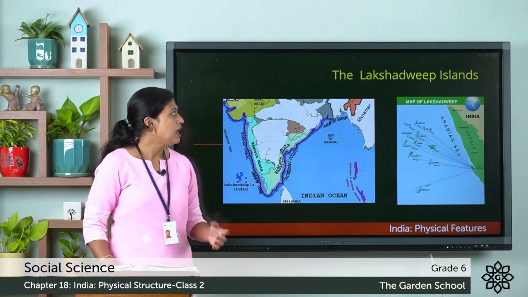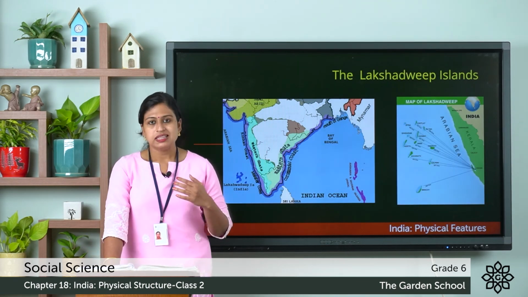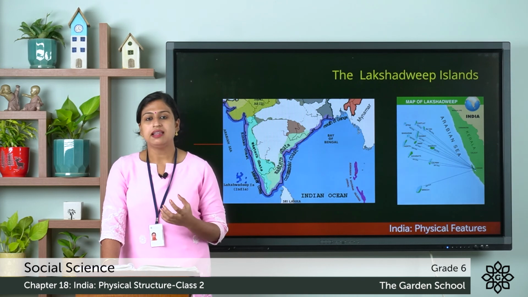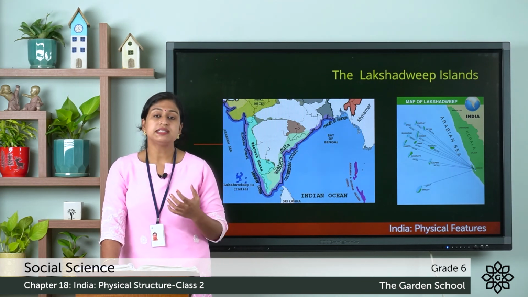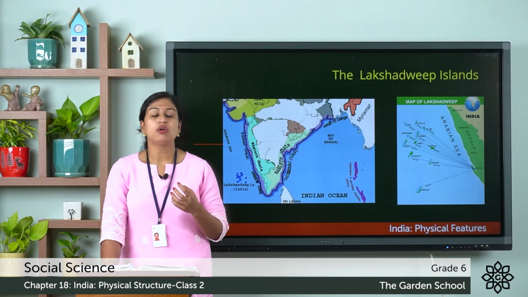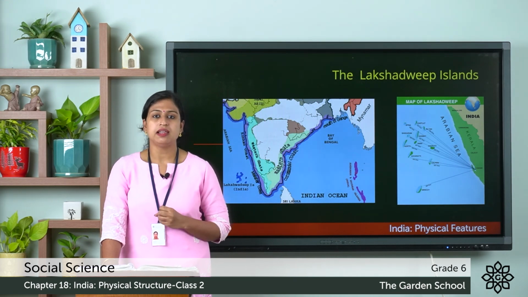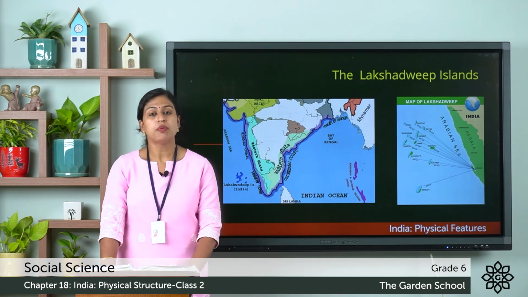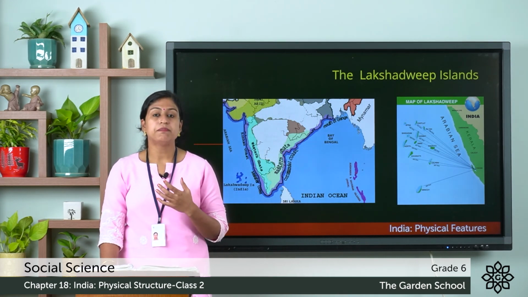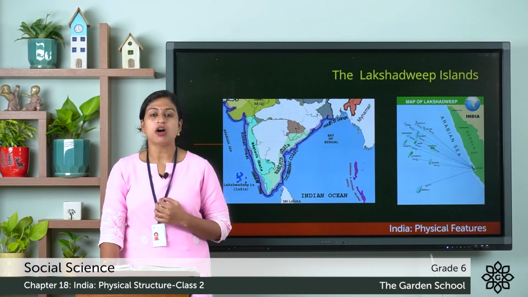Next one is the Lakshadweep Islands. So, these are smaller islands that are located in the Arabian Sea, and there are 27 large islands along with many small coral islands. Here the coral islands are made up of coral polyps. So, what do you understand by polyps? Polyps are sea organisms.